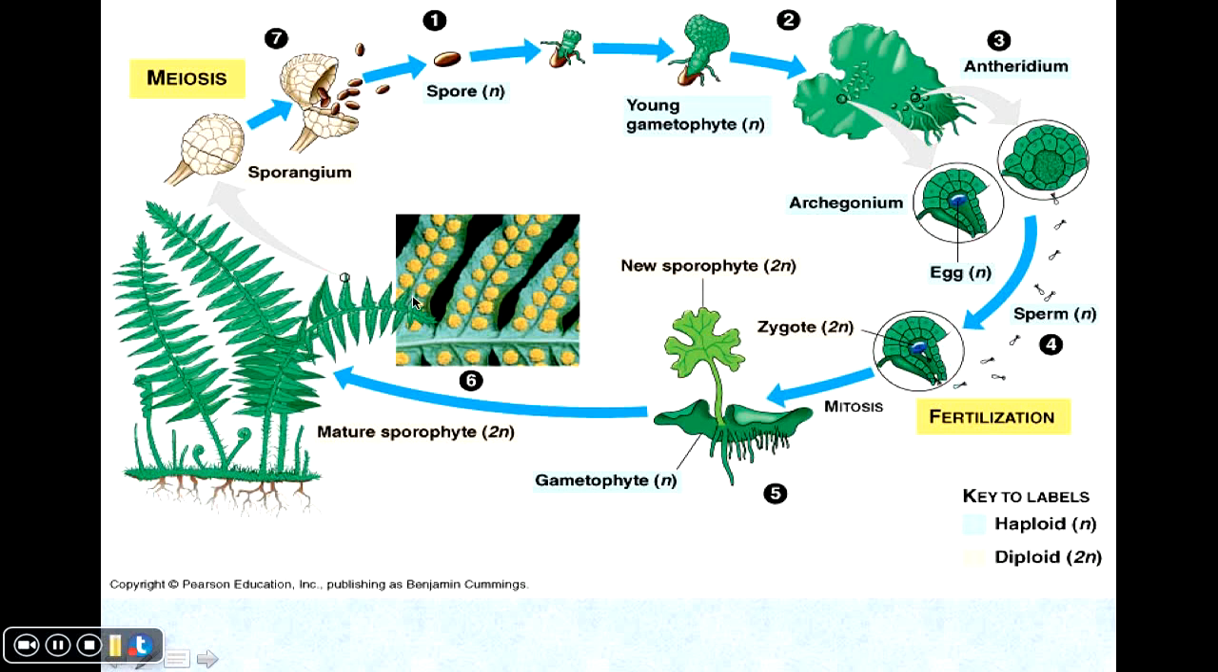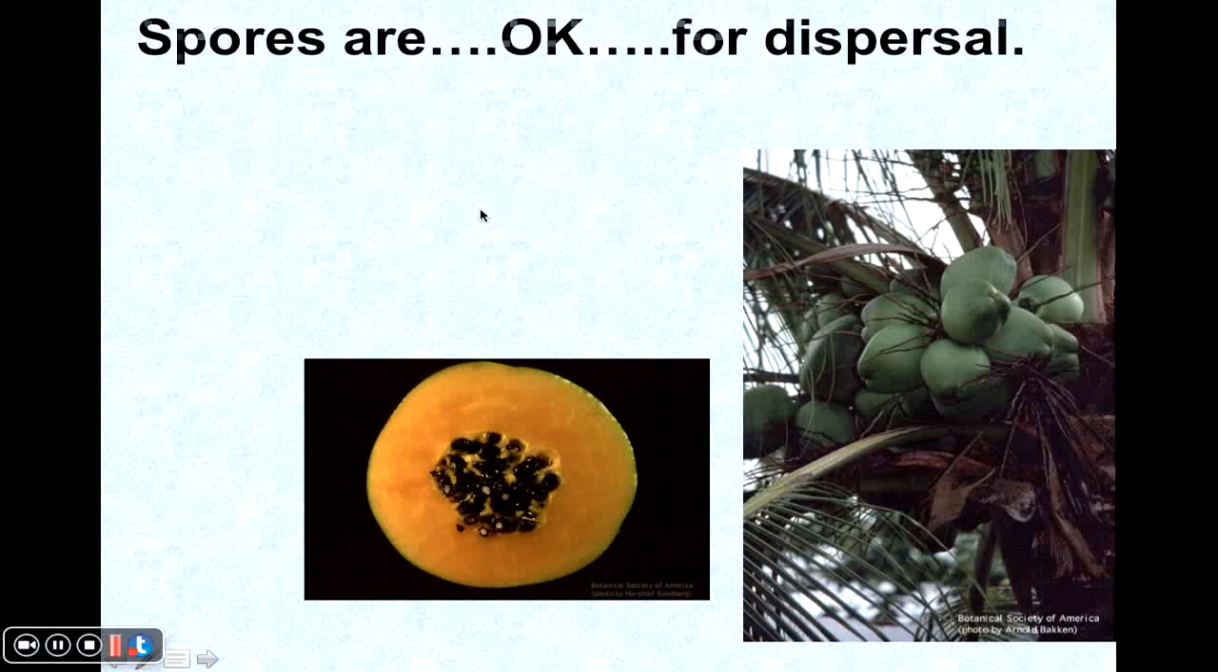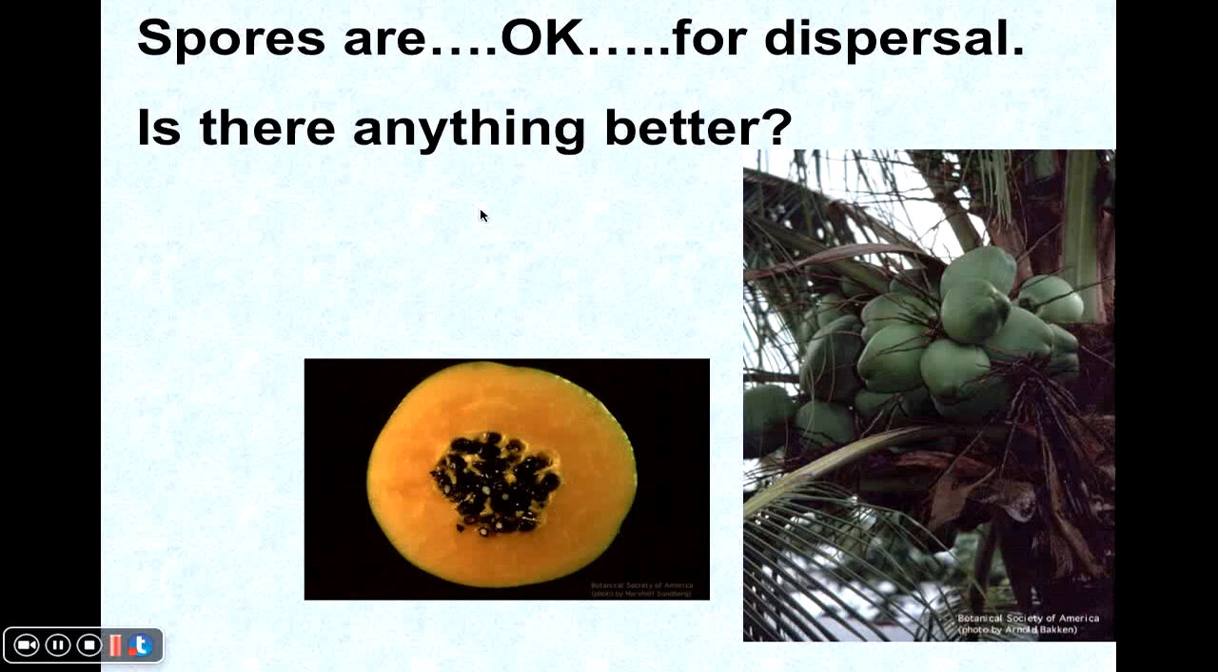We should also point out that if you think about the life cycle of ferns and also of mosses previously, we never mentioned anything about seeds. Neither mosses nor ferns produce seeds. They pretty much rely on spores that are released for their dispersal. So spores are okay for dispersal. Spores can actually be dispersed long distances, but is there anything better?